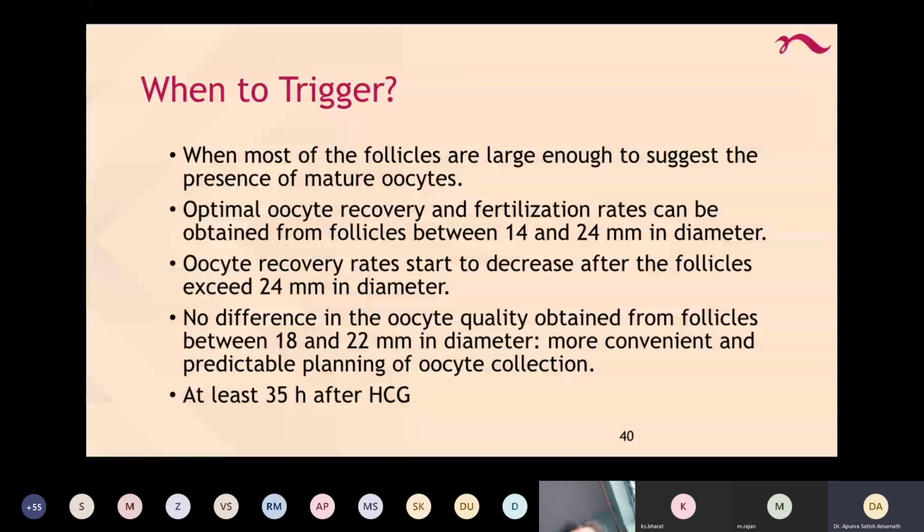Optimal oocyte recovery and fertilization rates can be obtained from follicles between 14 to 24 millimeters in diameter, ideally trigger at 17 to 18 millimeters. Oocyte recovery rates start to decrease after the follicles exceed 24 millimeters in diameter, and there is no difference in the oocyte quality obtained from follicles between 18 to 22 millimeters. So it can be more convenient, and predictable planning of oocyte collection can be done when the follicles are in this range. And the oocyte pickup should be done about 35 hours after the HCG.